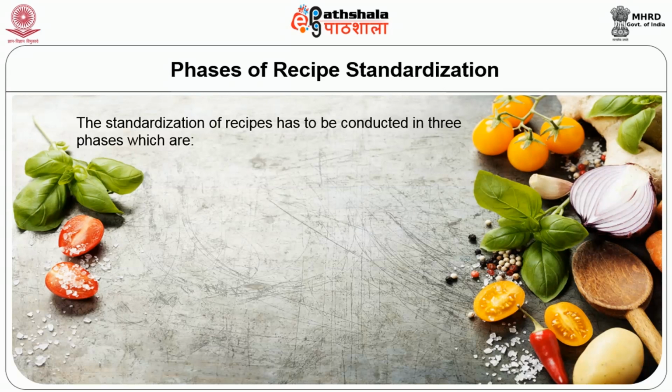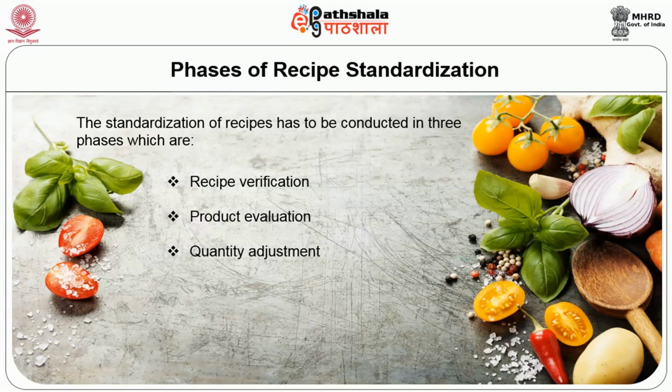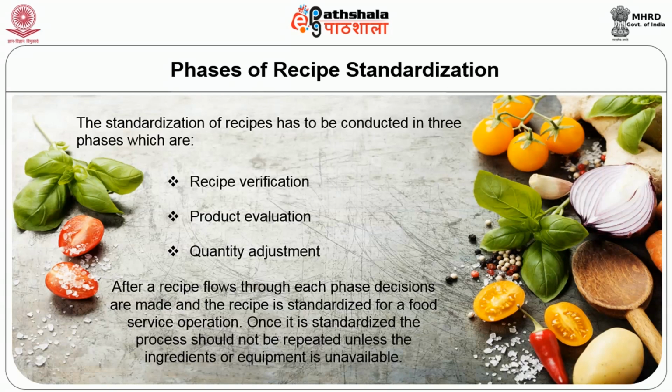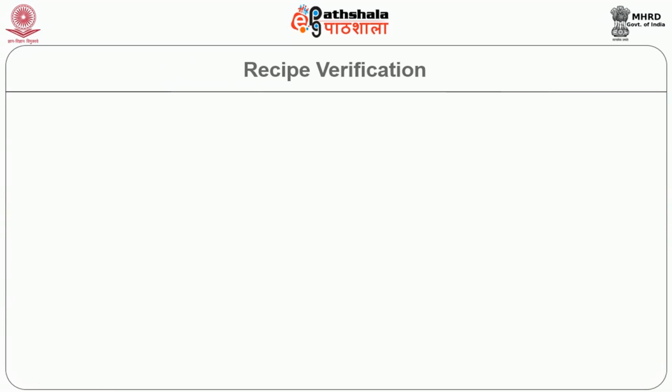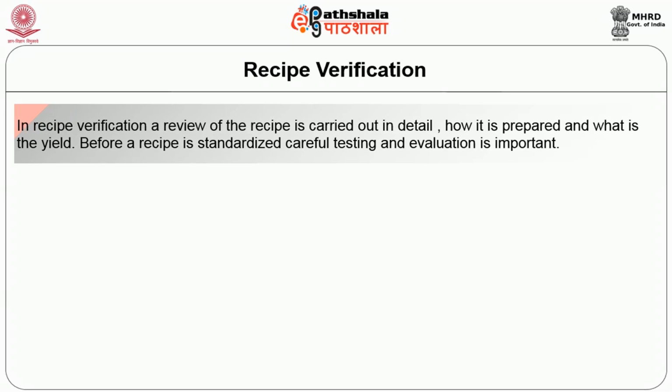Phases of recipe standardization. The standardization of recipes has to be conducted in 3 phases, which are recipe verification, product evaluation, and quantity adjustment. After a recipe flows through each phase, decisions are made and the recipe is standardized for a food service operation. Once it is standardized, the process should not be repeated unless the ingredients or equipment is unavailable.